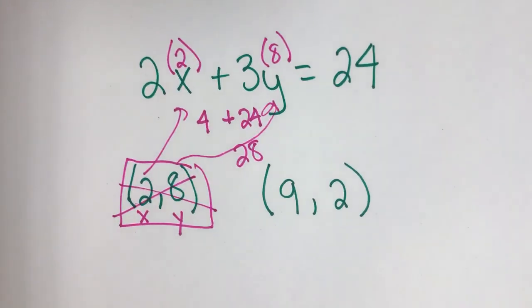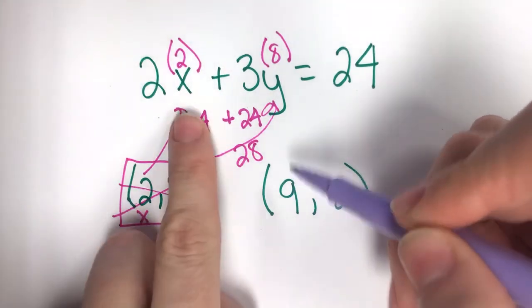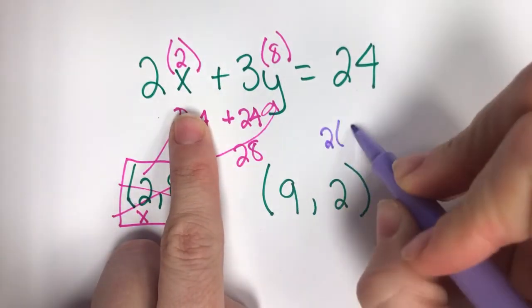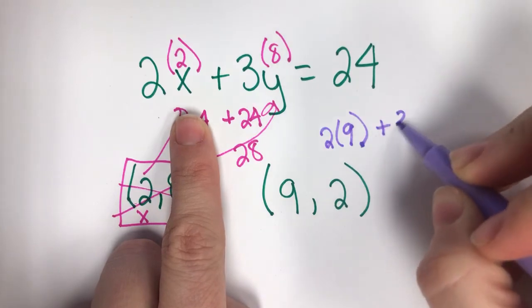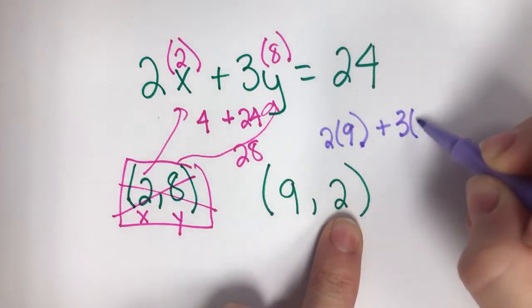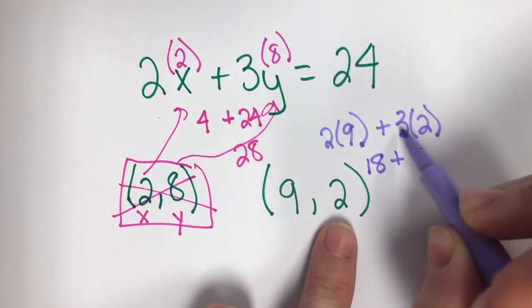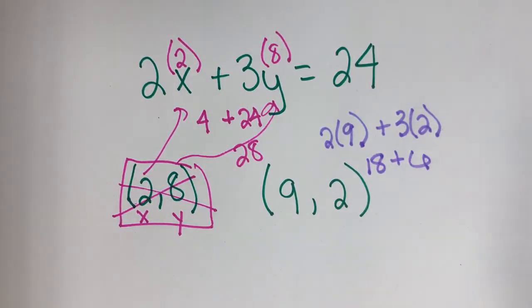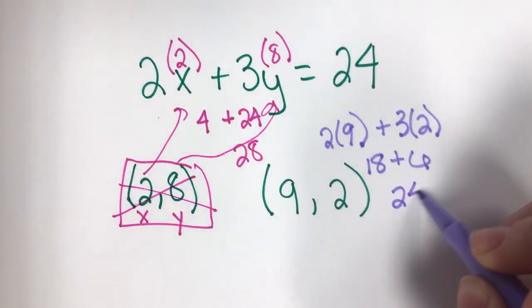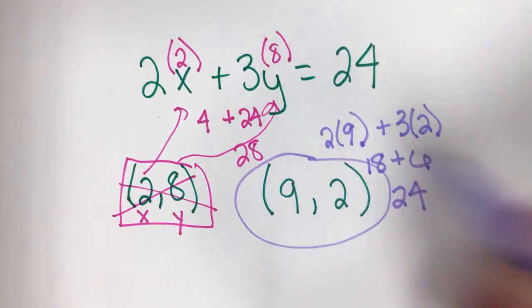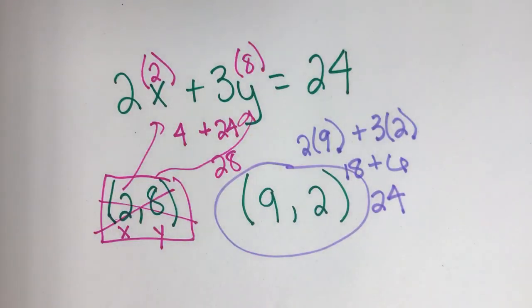Okay, if we want to check 9, 2, we would do that exact same idea. So we'll plug 9 in for x. So we'll say 2 times 9. Plus, and then we'll plug in 2 for y, so 3 times 2. 2 times 9 is 18. 3 times 2 is 6. 18 plus 6 is 24. 24 does equal 24, so that one would be a solution.